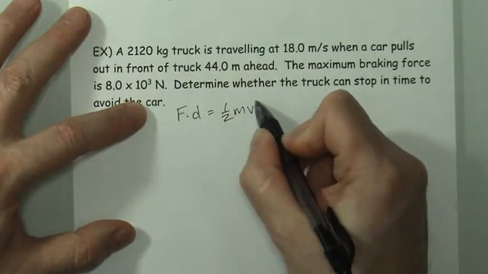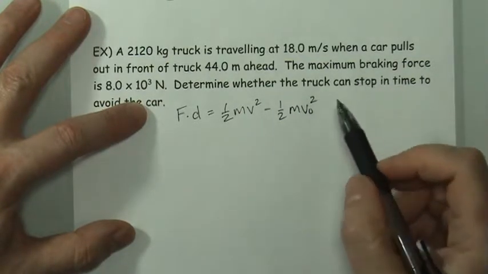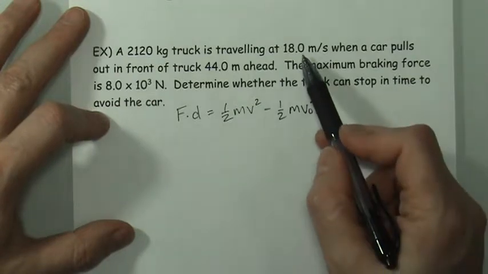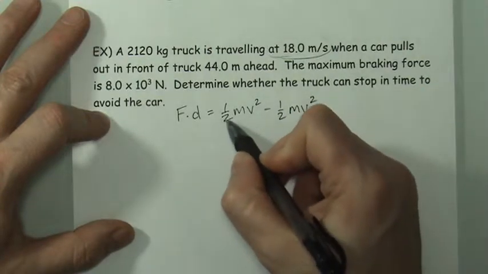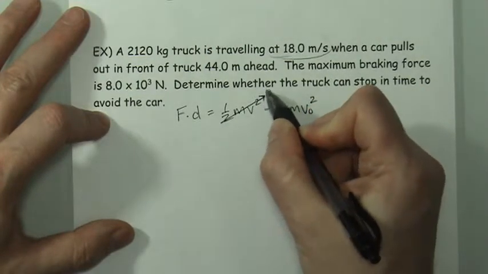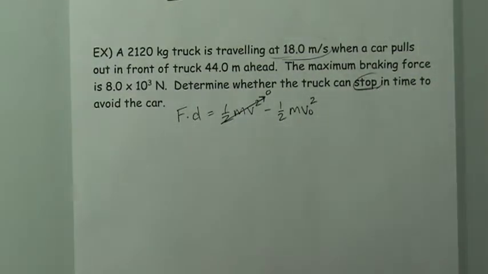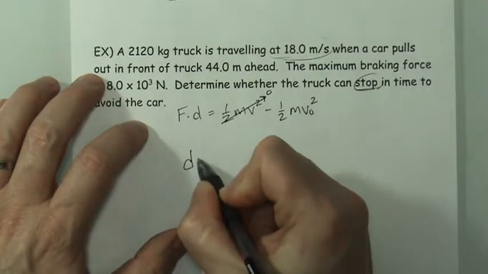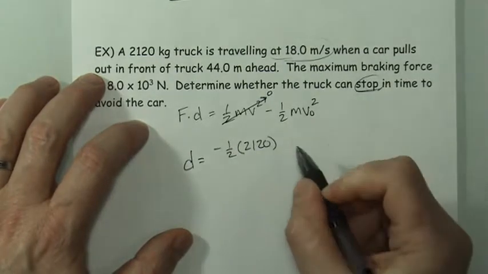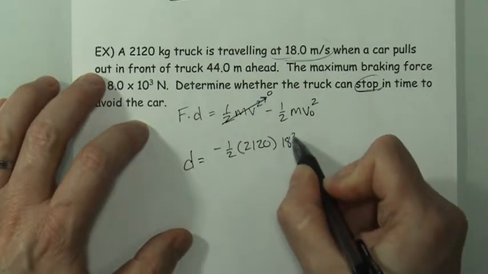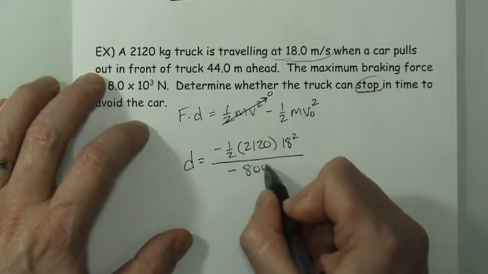F times d is equal to 1/2 mv squared minus 1/2 mv naught squared. In this case, the truck was traveling at an initial velocity of 18 meters per second. This is my initial velocity, but there is no final velocity because the goal of the truck is to stop, right? So this gives me the final velocity as 0. So in order to determine the displacement, I would say that d is equal to minus 1/2 times 2120 times the initial velocity of 18 squared divided by, and this is kind of an important thing to think about, minus 8,000 on the bottom.